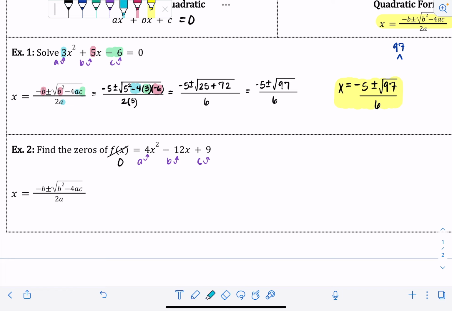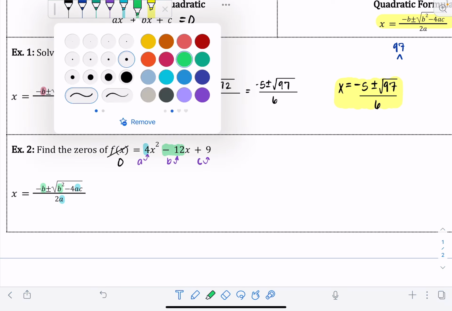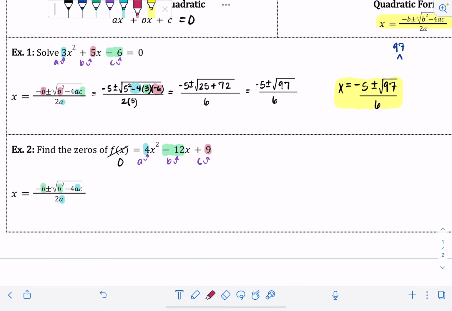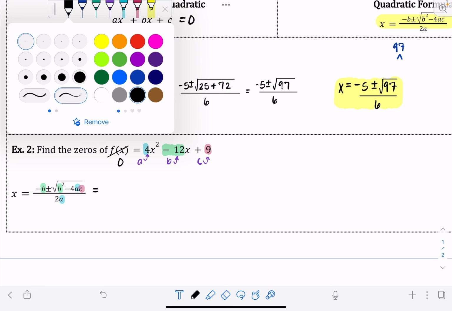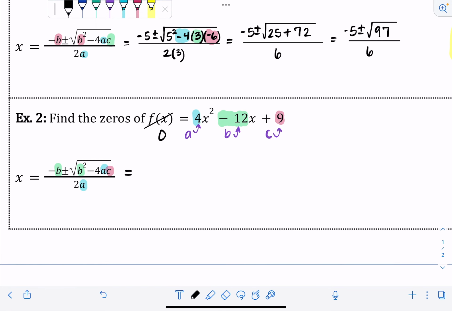So I'm going to put my a equals 4 right here and right here. And then my b is -12. That'll go right here and right here. So I'll have a funky double negative to deal with. And then my c is 9, so that'll go right here. So we'll just work on putting everything in its correct place. So I'm going to create my fraction and just fill in from there.